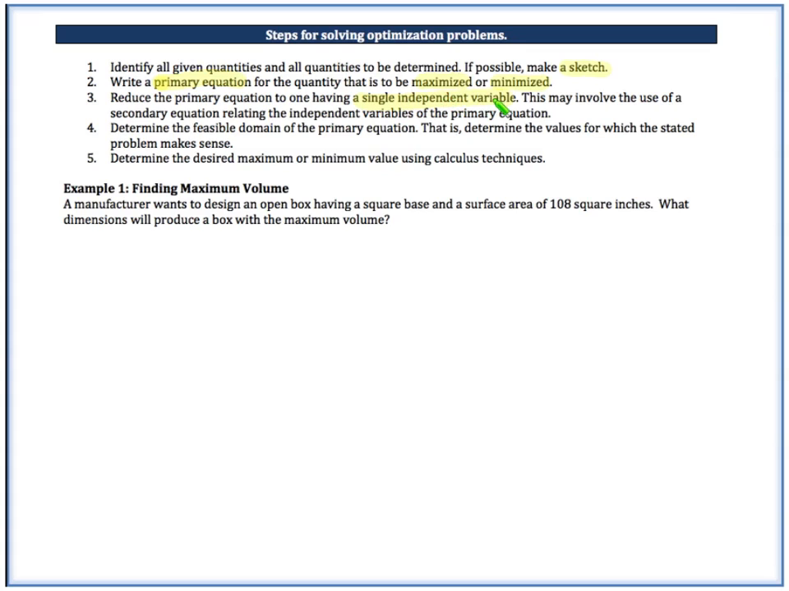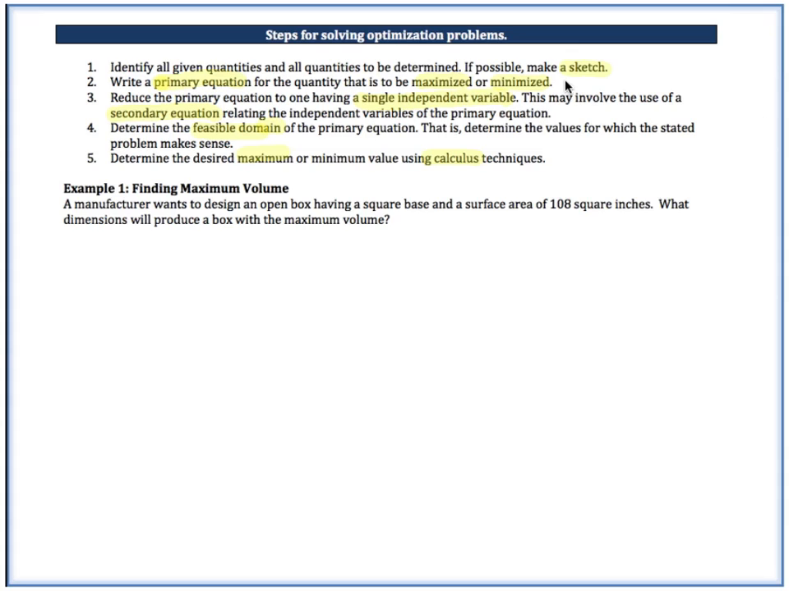So it's a function in one variable, and it may involve the use of a secondary equation here relating the independent variables of the primary equation. Next, you want to determine the feasible domain of the primary equation. That is, basically determine the values for which the stated problem makes sense, and then finally determine the desired maximum or minimum value using calculus techniques.